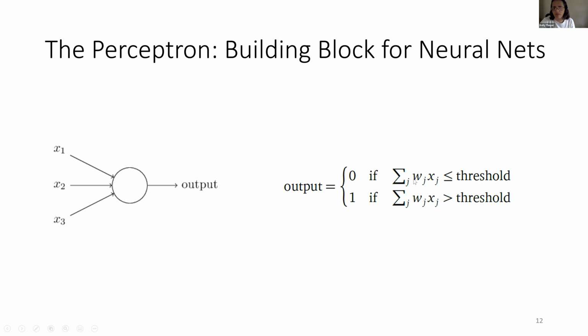We will sum the weight times the input value, xj. So xj could be x1, x2, and so on. And then we will sum all of these together, and we will ask the question, is it above or below the threshold? So this gives us the idea that there are some numbers that could be changed.